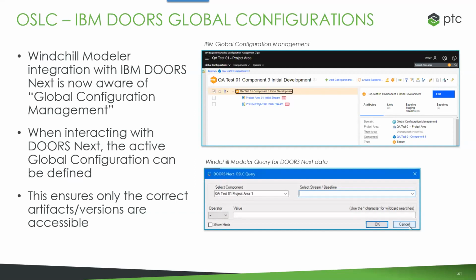So when we perform searches in Modeler, we have an active GC. So we know which configuration is active when we're looking at DOORS data. So when we perform searches, we have an active GC. When we look at a link, it takes into account the active global configuration.